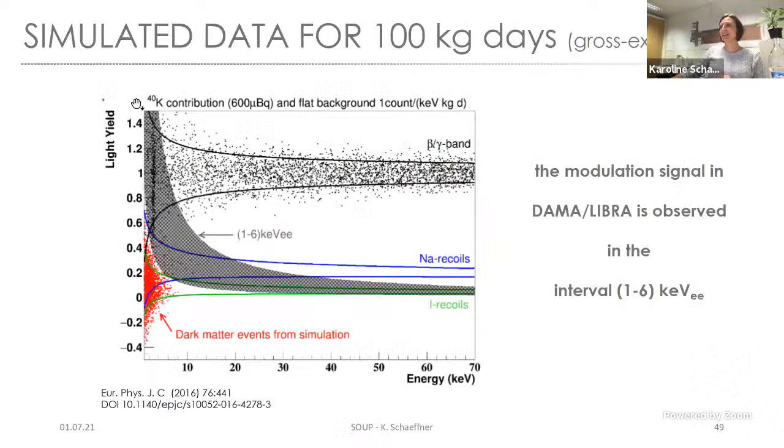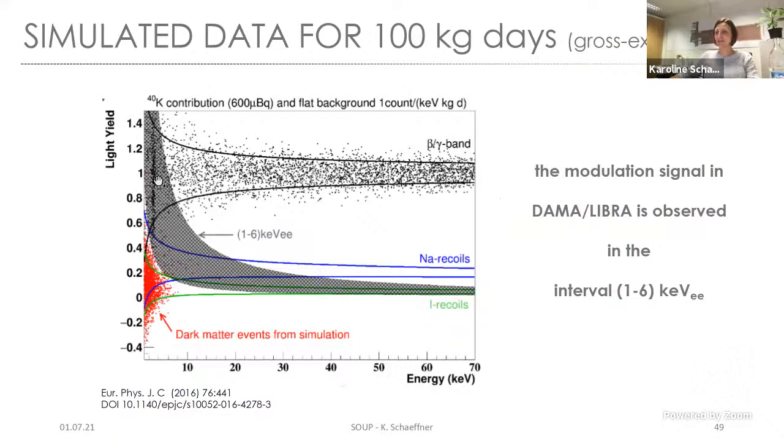Here is some simulated data for 100 kilogram days of exposure. Here you see the light yield, which is the ratio between the light and the heat, the phonon signal. Typically if you plot light against heat, you would get event distributions with different slopes, which are different particle types. If you do the light yield, in our case just this ratio, your bands with a slope become horizontal bands.